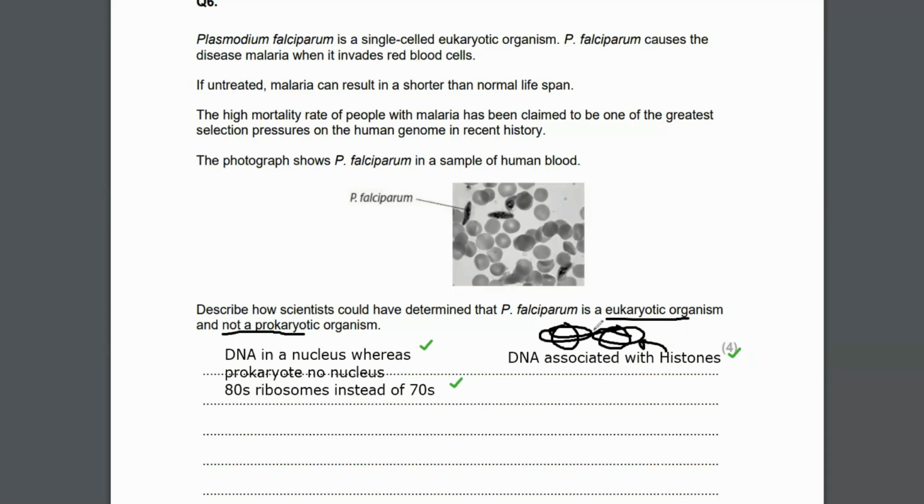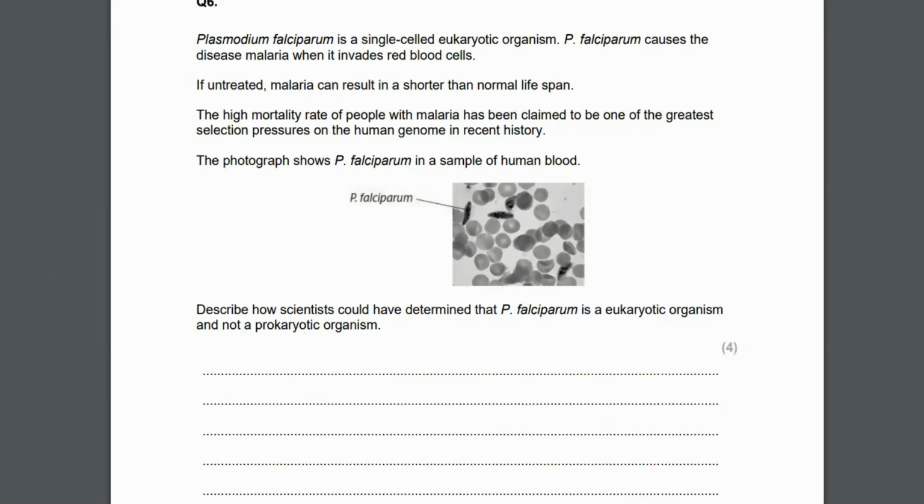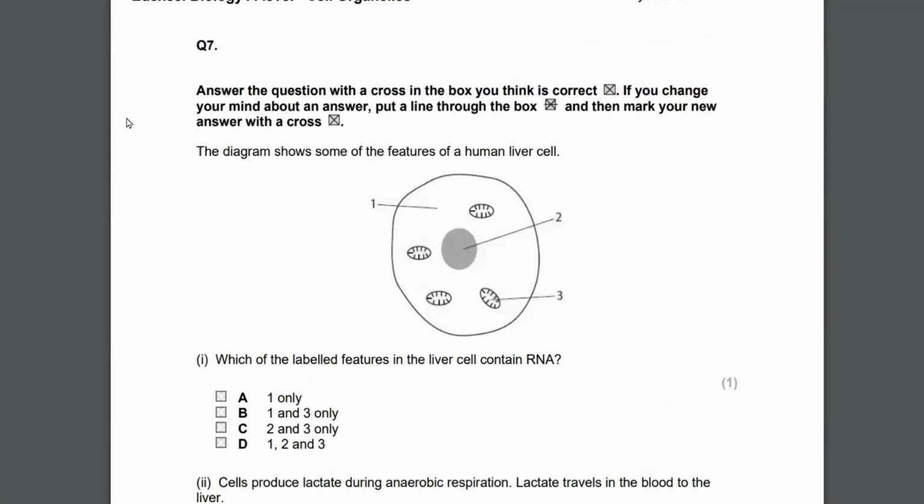Histones are like these little circles I've drawn here. The chromosomes or DNA in eukaryotic cells is bound around these proteins. So what we're doing is we're comparing and really describing the differences. Eukaryotes contain membrane-bound organelles such as mitochondria, rough endoplasmic reticulum, smooth endoplasmic reticulum, whereas prokaryotes do not contain membrane-bound organelles. And there's your 4 marks, guys. Hope you're doing well. Let's go.